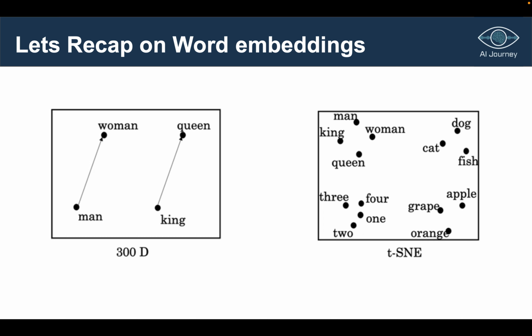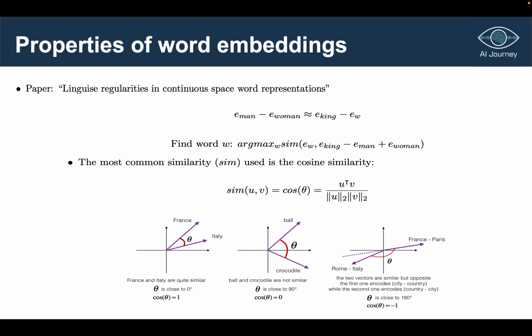If you look at the t-SNE plot to my right, the human-like words are together, like king, man, woman, queen, and the animals are together, like cat, dog, fish, the fruits like grape, apple, orange, and the numbers. Those are clustered together since they have similar embeddings, or they share similar features. The most common property of a word embedding is that it acquires semantics, like the distance from man to woman is the same as king to queen.